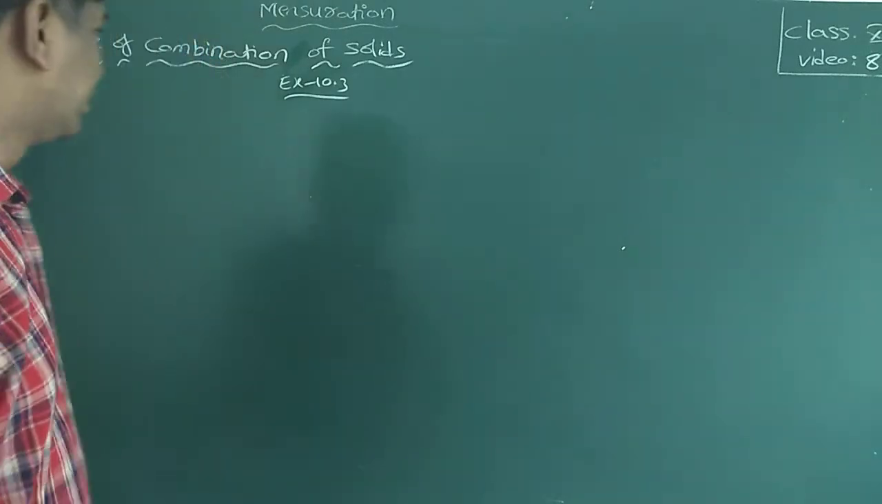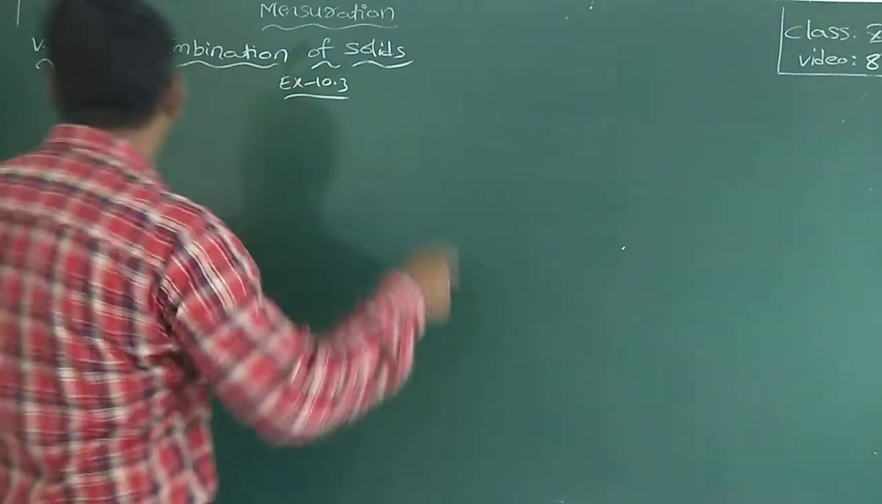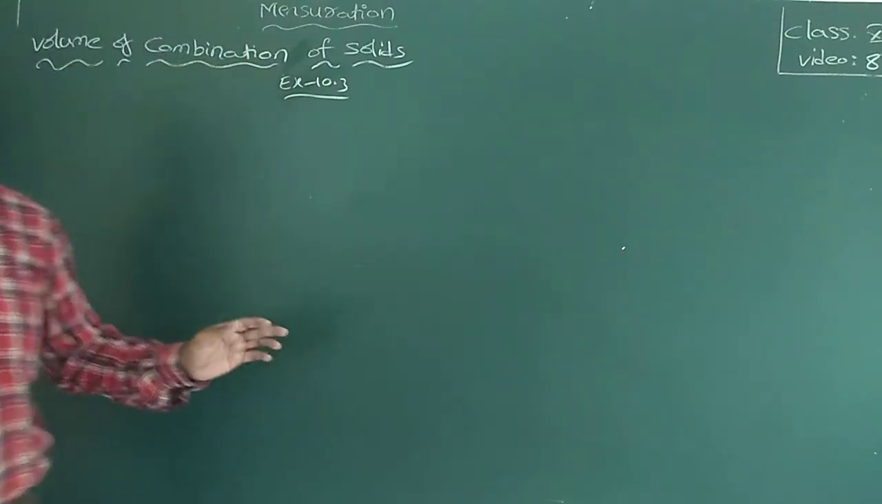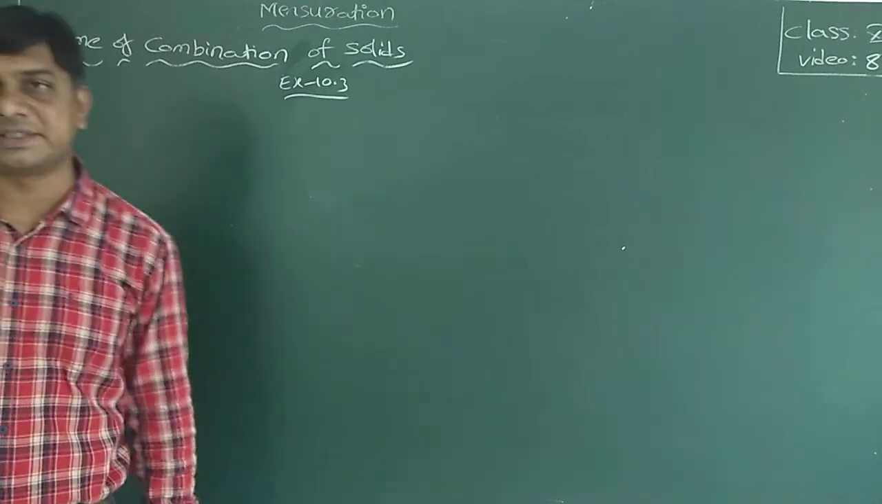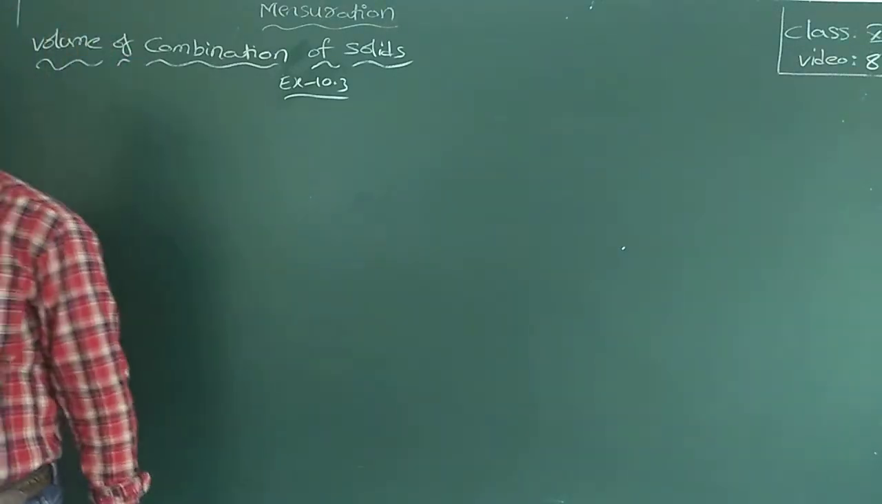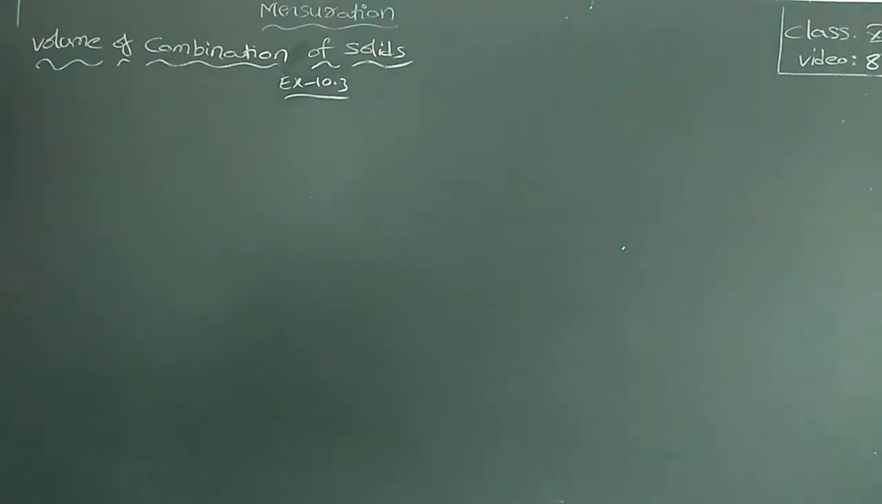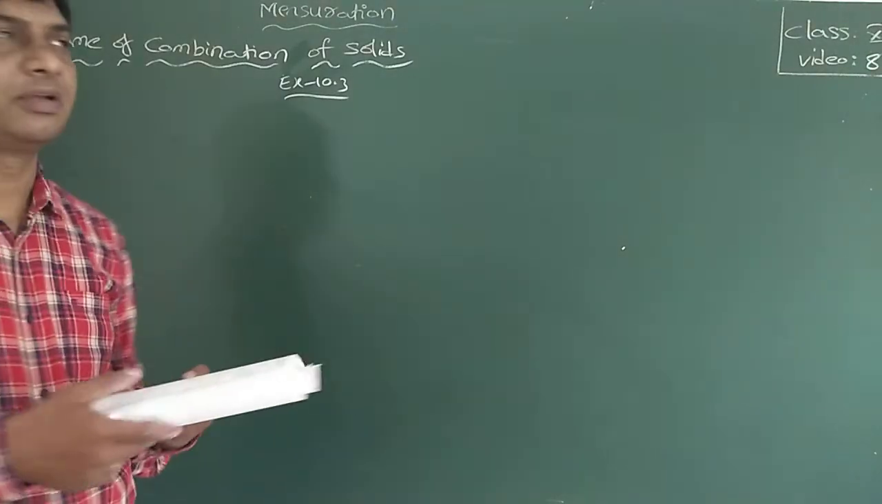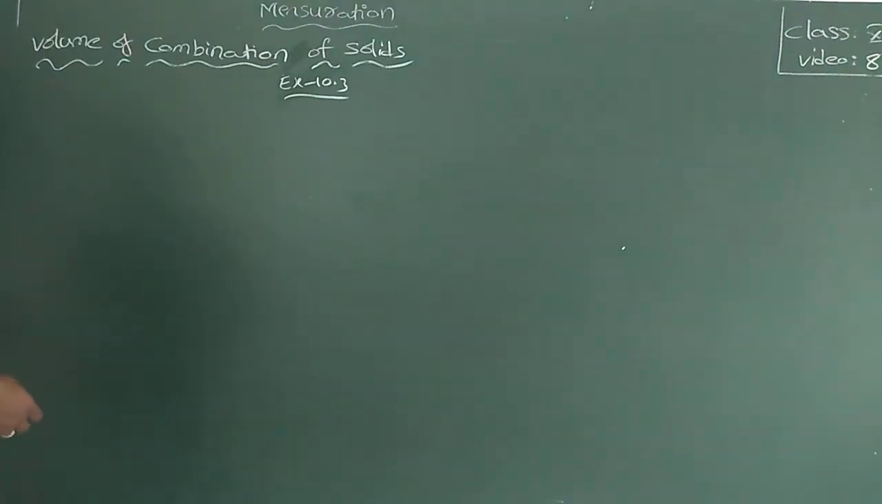Based on this, the volume of combination of solids problems are in exercise 10.3, and before 10.3 a few examples are also there. Go through those examples also. Now exercise 10.3, first question. I am discussing with whatever textbook I have.